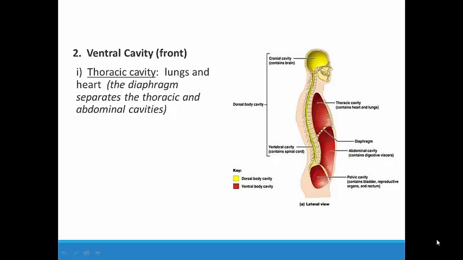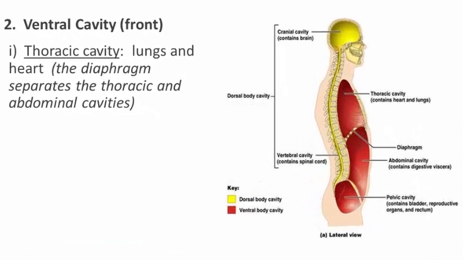The next major cavity is called the ventral cavity, and it is found on the ventral or front part of an organism. It is depicted in red in the diagram. The ventral cavity is further subdivided into three areas. First, we have the thoracic cavity, which contains the heart and the lungs. The thoracic cavity is separated from the abdominal cavity below by a muscle called the diaphragm.